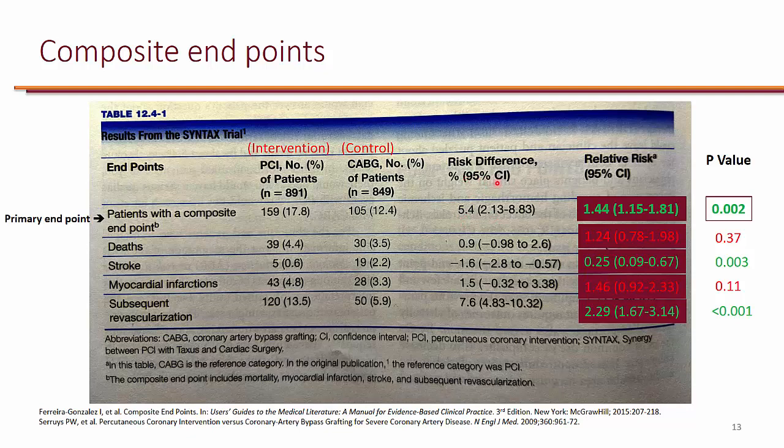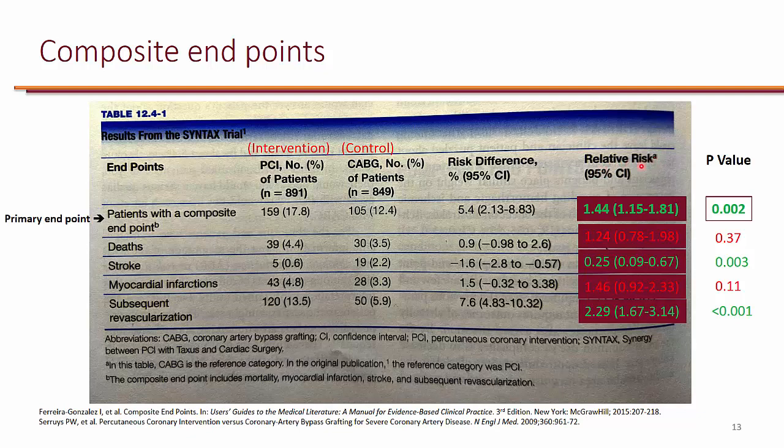So the 95% confidence interval tells you that, if you were to do this study again, there's a 95% chance that that difference would be between 2.13 to 8.83%. Because if you do this study again, you're not going to find exactly 5.4 again. So basically, they're telling you what are the chances of having something similar to 5.4. And that's what the confidence interval is.